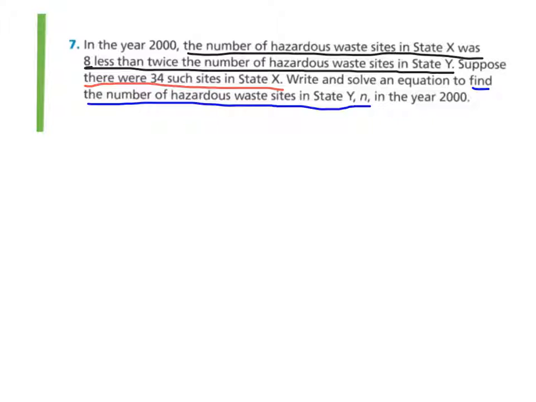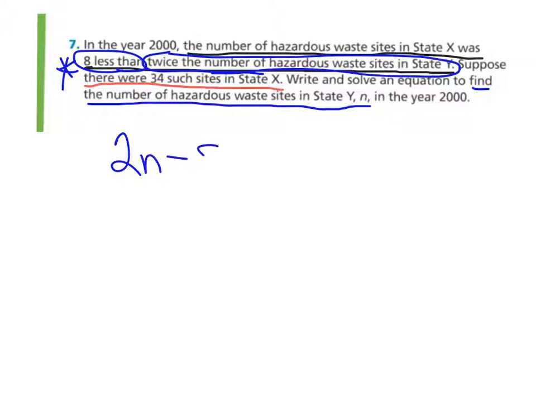So on this one, if we kind of piece this together, so twice the number of hazardous waste sites in state Y, that would be 2N. And then we want 8 less than that. So we're going to take 2N minus 8. And that's in state X. How many we had? They also tell us in state X there were 34. So that is equal to 34.